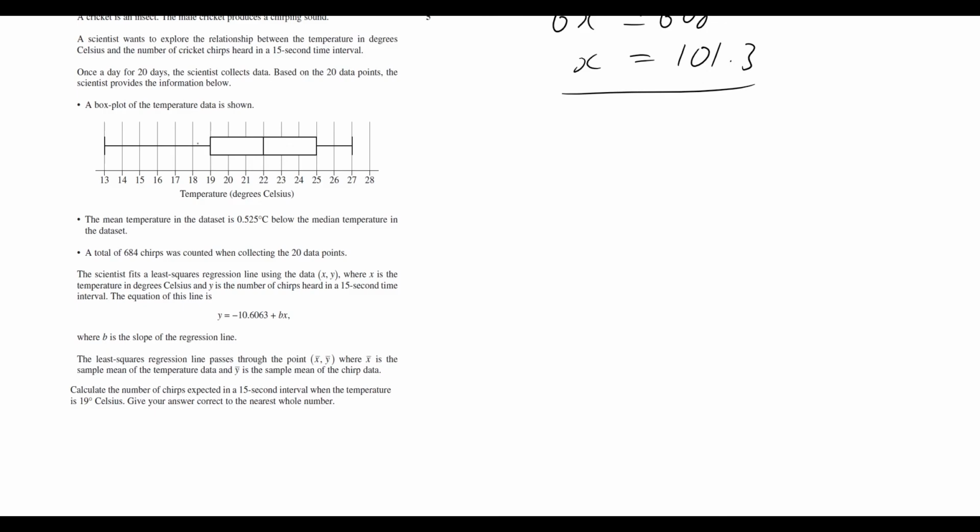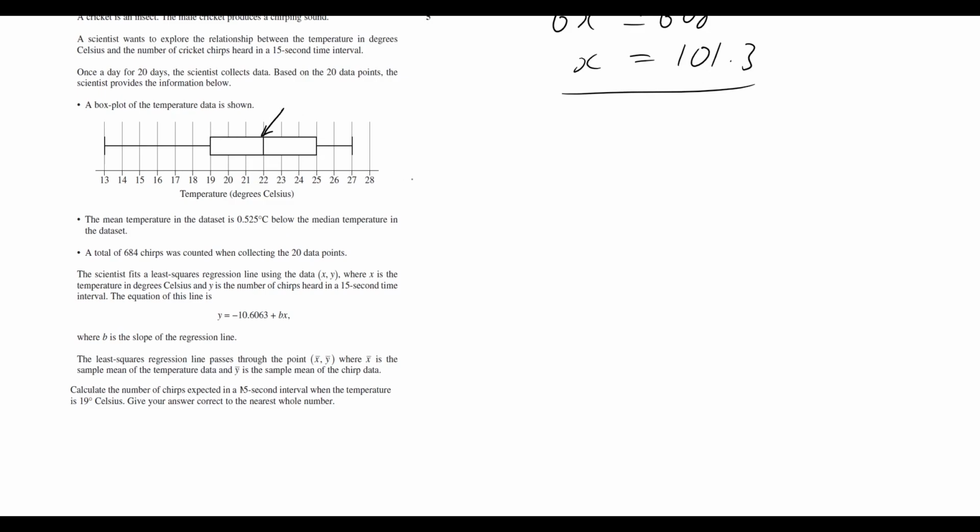So we have a box plot of the temperature data, as shown there. So the mean temperature in the data set is 0.525 degrees Celsius below the median temperature in the data set. So right off the bat, before we even look at the rest of the question, let's see what that mean actually is. So we know that the median on a box plot is always that middle line there.